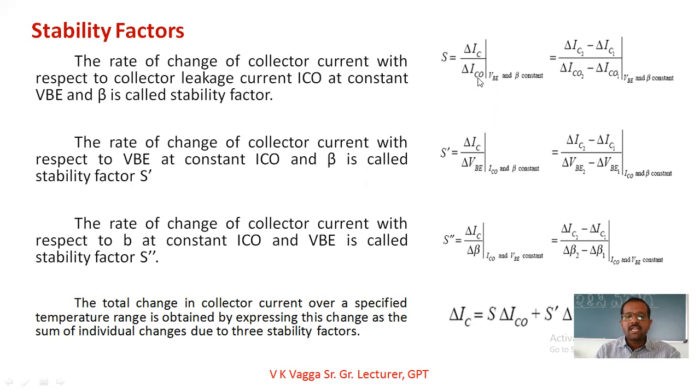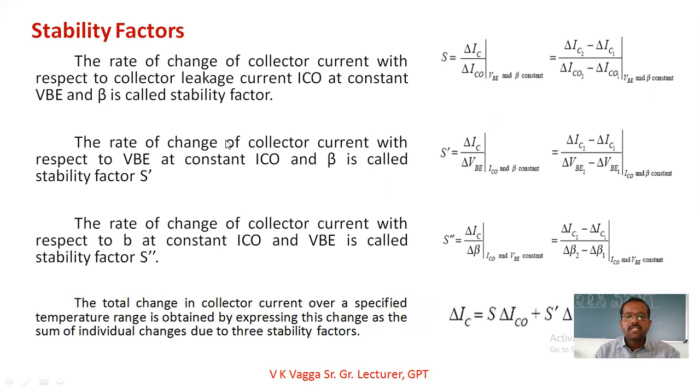And delta ICO, the leakage current change, is equal to delta ICO2 minus delta ICO1. If you take the difference of these, you get delta ICO, with the base to emitter voltage VBE and the gain beta remaining constant. That gives you the stability factor.